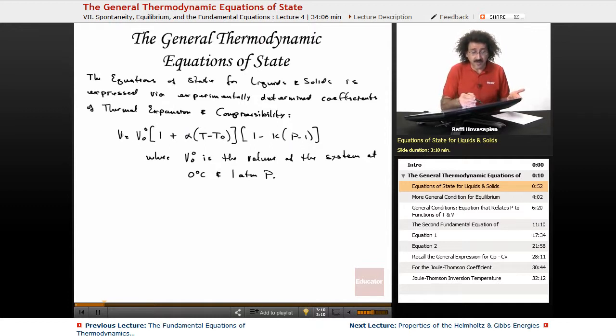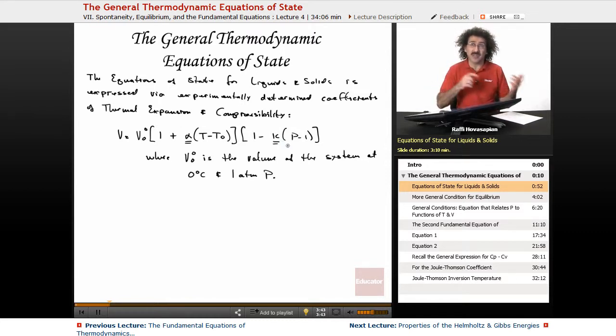It just says that the volume at any given moment equals this initial volume, the volume of the system at 0 degrees Celsius and 1 atmosphere pressure, times this. This is the initial temperature. This is the new temperature that you happen to be measuring. And this P is the pressure. So at a particular pressure, at a particular temperature, this is the volume. It's a relationship between pressure, temperature, and volume. And this is empirically derived, based on the coefficient of thermal expansion and the coefficient of compressibility. Just another equation of state.